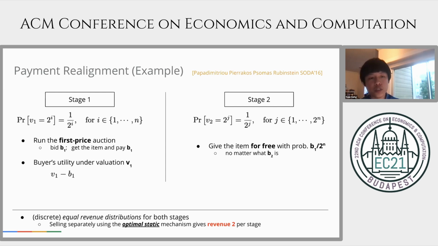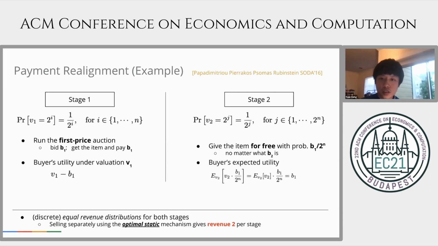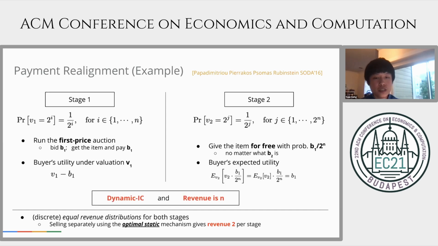And here, the probability will depend on the bid based in the first stage. A simple calculation can show that the buyer's expected utility in the second stage will be 1. As a result, in this mechanism, we achieve revenue n because we do a first price auction in the first round. And also, this mechanism is dynamic IC, especially for the first stage, because the summation of the buyer's utility in the first round plus its continuation utility in the second round will be V1 minus B1 plus B1, which is exactly V1. And this is independent of the buyer's bid in the first round.